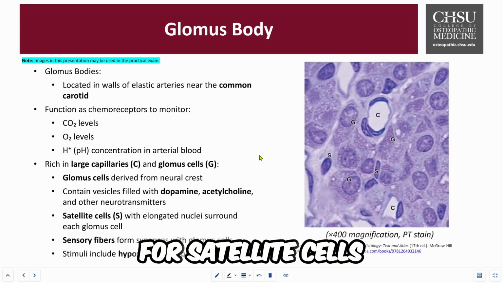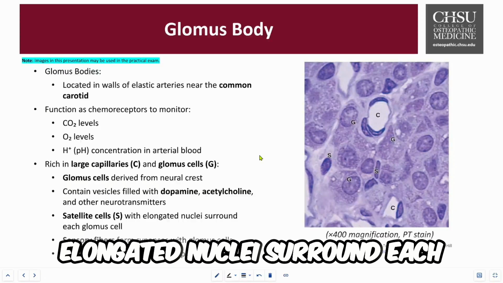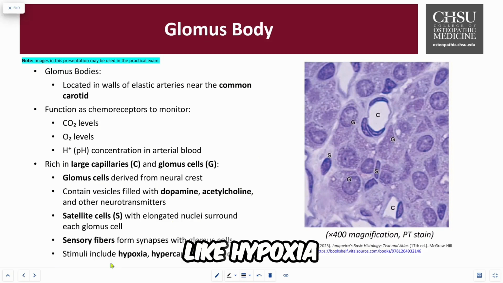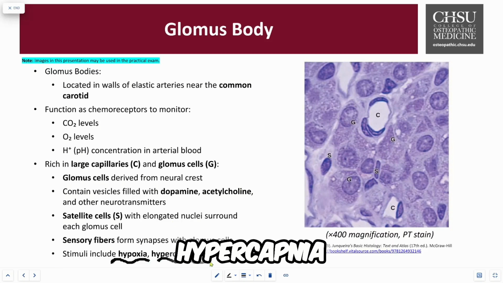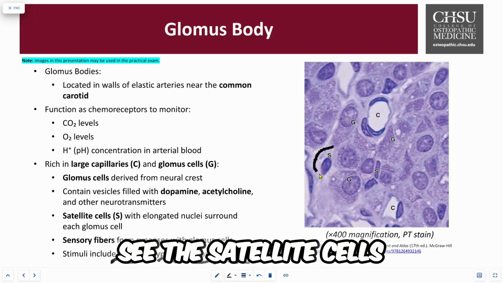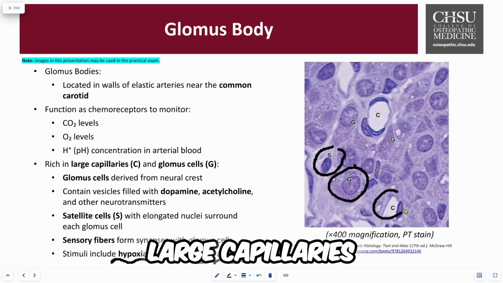Letter S stands for satellite cells. These are one of the neuroglia that have elongated nuclei and surround each of the glomus cells. Some of the key stimuli include conditions like hypoxia, hypercapnia, having too much CO2, and acidosis, too many protons. Over here you can see the satellite cells and the glomus cells, and these are the large capillaries.